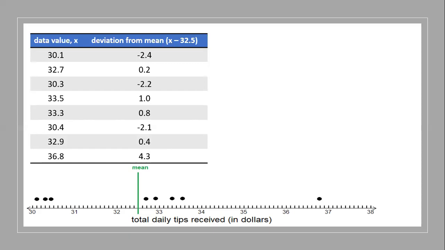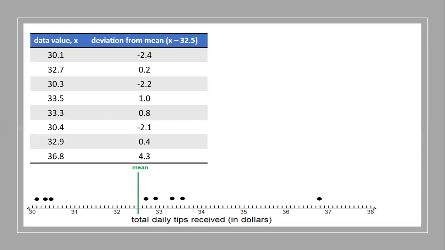So that first day when she made $30.10 in tips, that was $2.40 below the average. The day when she made $32.70, well, that was 0.2 or 20 cents above the average. So we've calculated out for every single data value the deviations from the mean. Now they all represent differences, and we like to find the average distance, difference, or deviation.